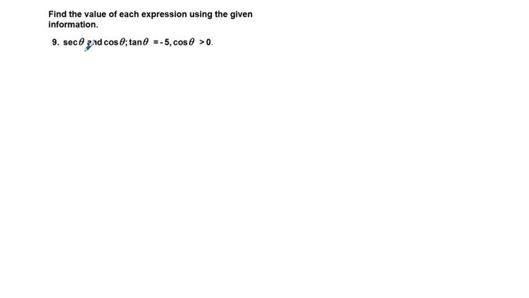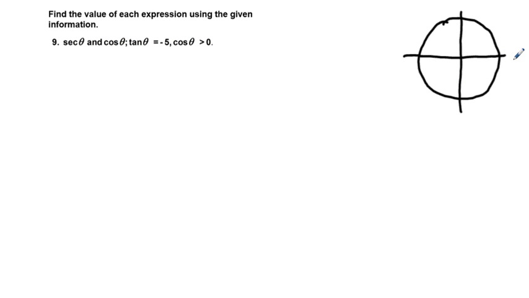So we have: find secant theta and cosine theta if tangent theta equals -5 and cosine theta is greater than 0. What really helps is to figure out where we are to find the signs of our answer, because when we're solving an equation by using the square root method, which we're going to have to do here, we need to know we're going to have plus or minus as an answer.